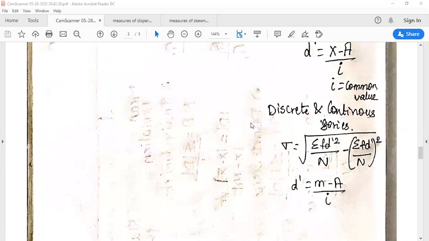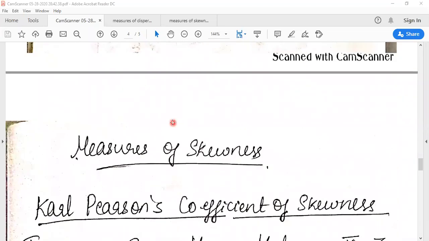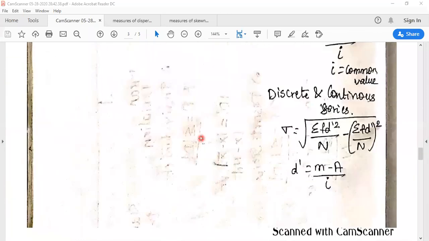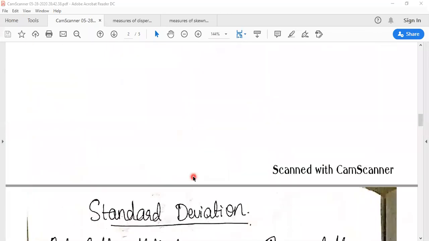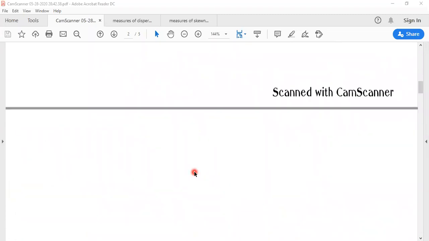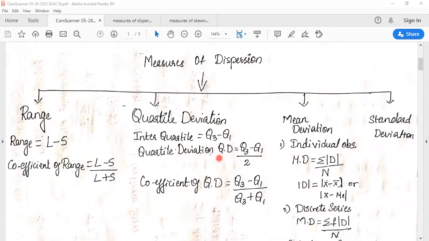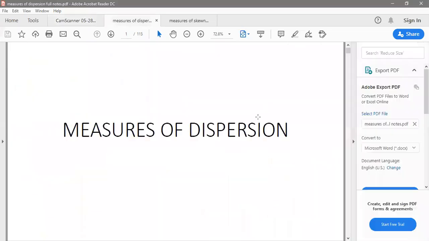Now in this chapter, apart from measures of dispersion, you have a little part of variance and covariance, which we also learned. Now let us see what variance and covariance are in the last part. So that completes our measures of dispersion. Now let us go through a few problems that we have already solved.